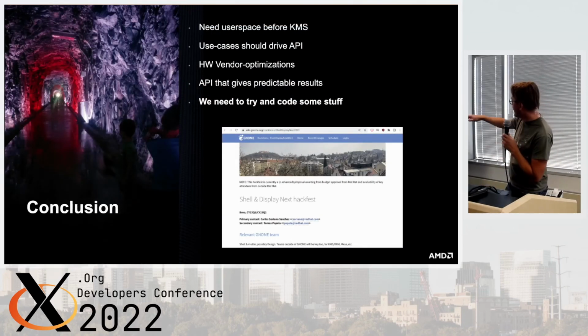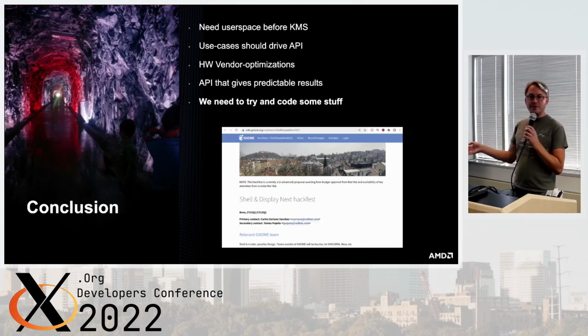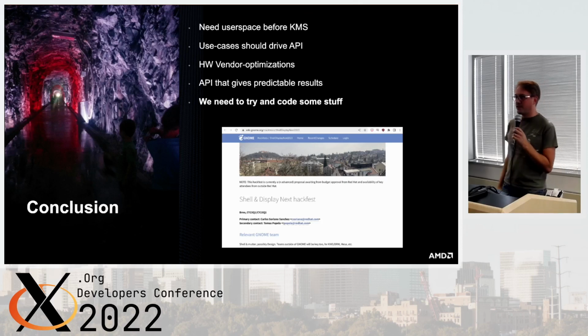Conclusion: yeah, there is some light at the end of the tunnel. We need userspace before KMS. Don't rush KMS unless userspace has figured out how to do HDR. Use cases should drive the API. Hardware vendor optimizations are kind of important and nice. We want an API that gives predictable results. A lot of this is vague again, but I think we could code and try some of this stuff and see if this actually works out as we're moving forward. So there'll still be a long road, I think, for a KMS API, but things are moving in the right direction, mostly. All right.